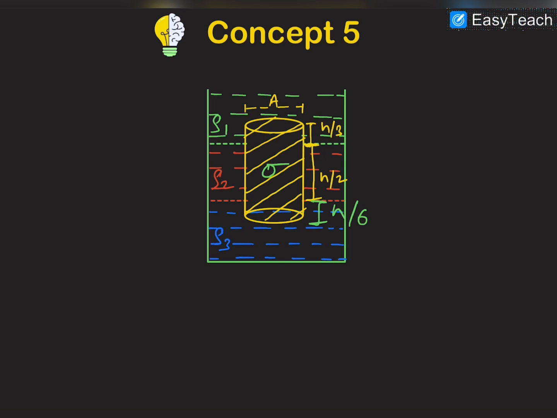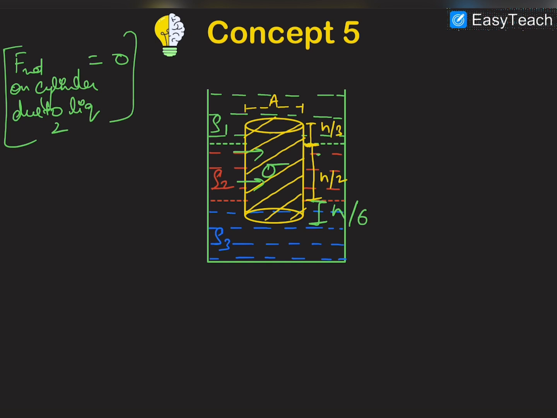Now first of all, let us discuss a fact that the net force on the cylinder due to liquid 2 will be 0. Obviously it would be 0 because liquid 2 will be applying these forces in opposite directions, and these forces will be equal also. So they will cancel out each other. But when we establish the equilibrium, we would be writing buoyancy 1 plus buoyancy 2 plus buoyancy 3 of all these three liquids acting on the block, and in the downward direction it would be mg.